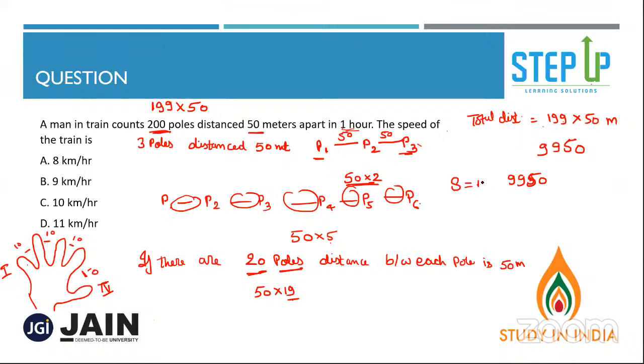So speed is equal to distance upon time. So 9950, let it be into meter. Now I'll convert this into seconds. 1 hour means what? 60 minutes, and 60 minutes will be equal to this many seconds. Now I'll convert this entire thing into kilometer per hour. So I'll multiply 18 by 5. Let's see whether we are getting the answer or not.